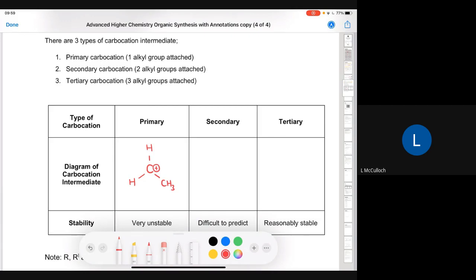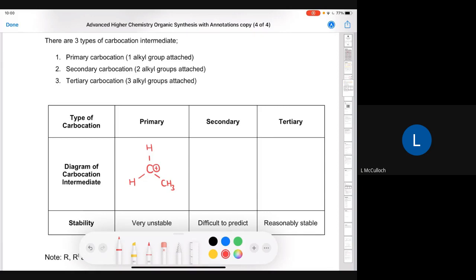3 bonds around it. Now, if we only have one alkyl group attached to our carbocation intermediate, the stabilizing effect is minimal. And what will happen is that intermediate will usually break down and reform the reactant.